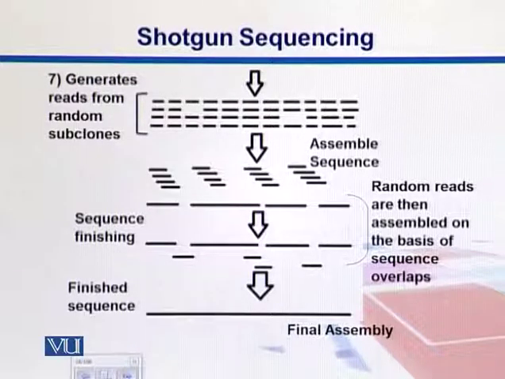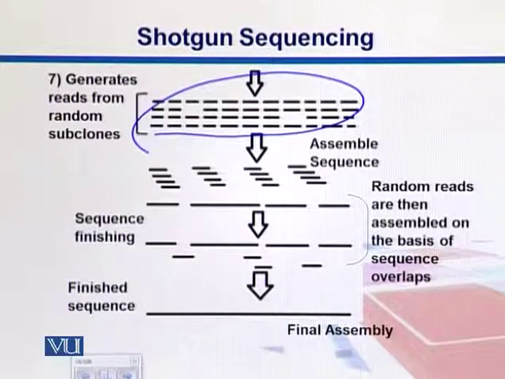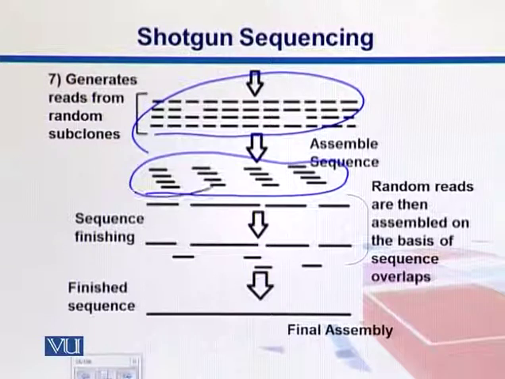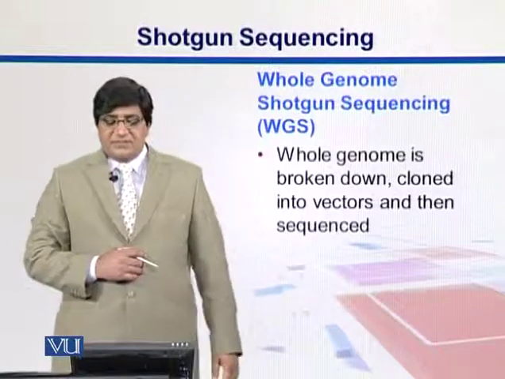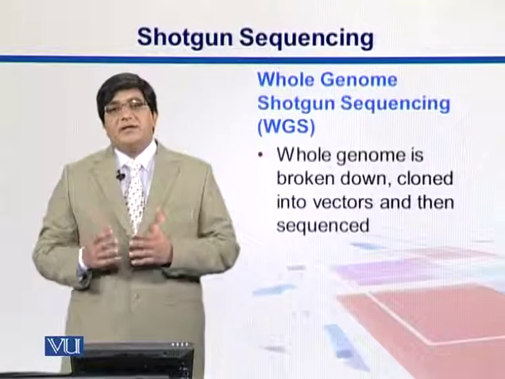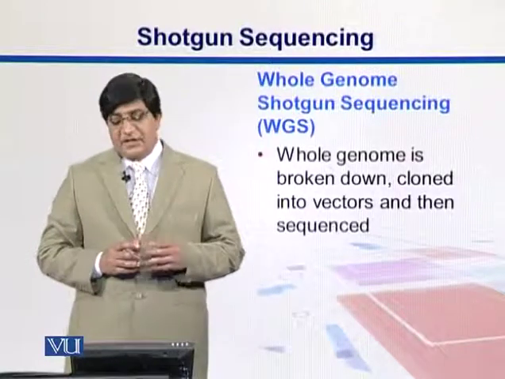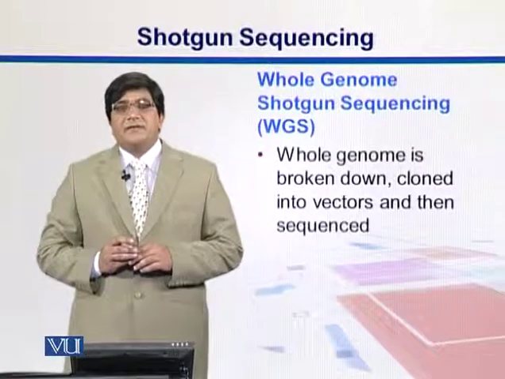The sequenced fragments coming out of sequencers are called reads. We take these reads and assemble them. There are different assembly packages or software, which we'll talk about later. After that, these reads are assembled together, the assemblies are finished, and finally we have the final assembly.